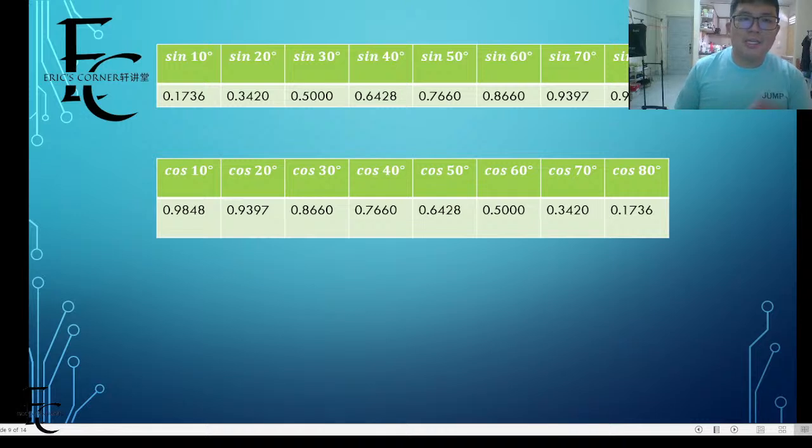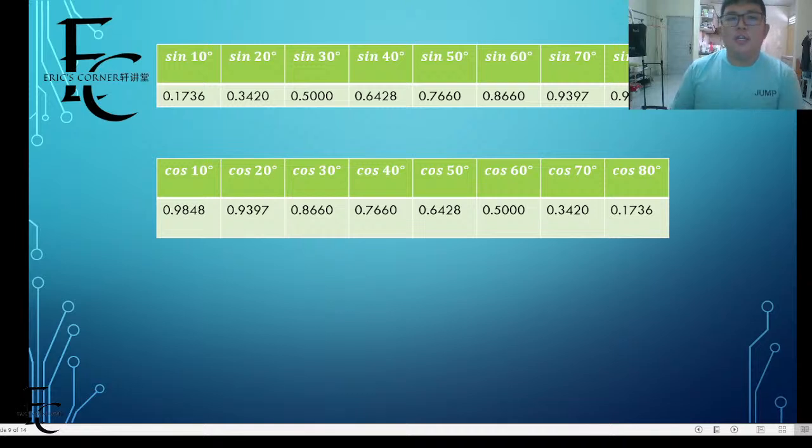So actually you can see sine 10 equals cos 80, so sine 10 and cos 80 are the same. Sine 20 degrees and cos 70 are the same. Sine 30 degrees equals cos 60 degrees, as well as sine 80 degrees equals cos 10 degrees. So actually sine and cos are the same graph, but the starting point is very different. Later we will show the sine graph and the cosine graph.